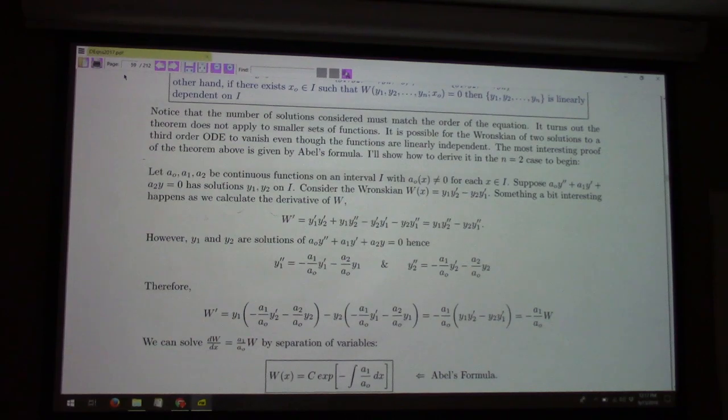Great. But then the thing is, y1 and y2 are not just any old functions. They're solutions to the given second order differential equation, which means that we can rewrite the second derivatives in terms of the first derivatives and the function, because this is true, right? For y1, I can put a1, y1 prime, and a2, y1 there. For y2, I can put the same there. They're solutions, right? So that means I can solve for y1 double prime like this, and I can solve for y2 double prime like that.